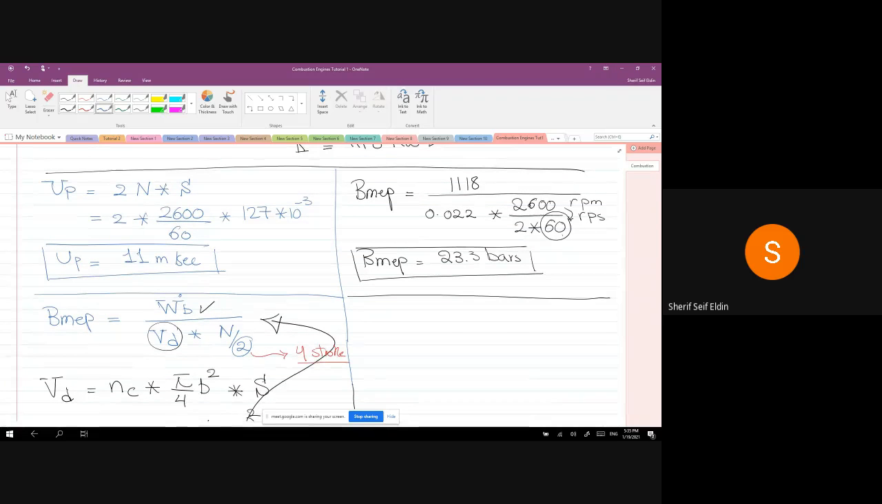The last thing is the torque. Do you guys know from where I can get the torque? Would it just be power divided by 2 pi N? Yes, exactly. Thank you. From the brake power equation.